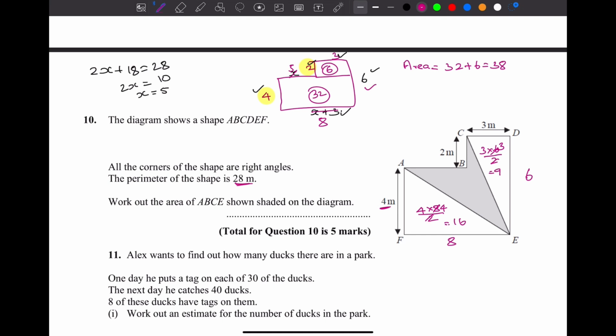Okay, so the total area was 38, take away the other areas, 16, take away 9. Once we take these areas out, we will get this one. Okay, that's what you want. So that will make it 38 take away 25, which will make it 13 meters squared, finalized.